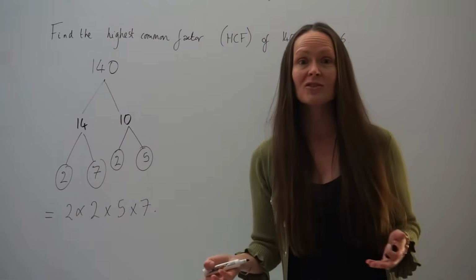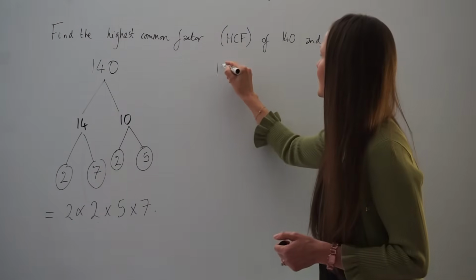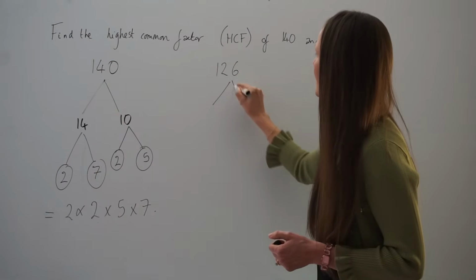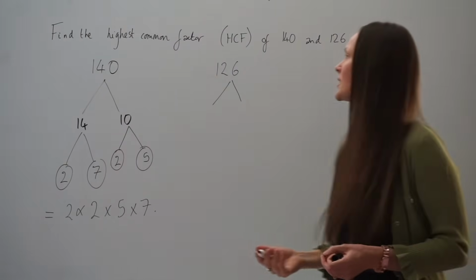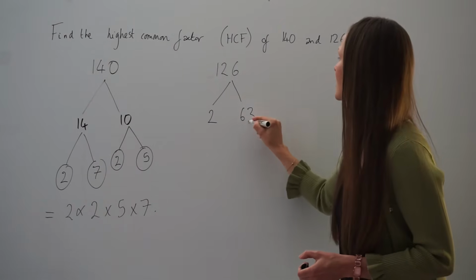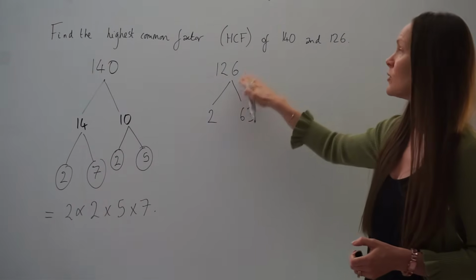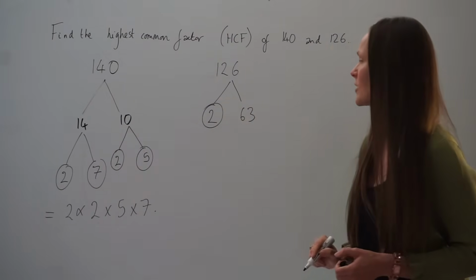Okay, next I'm going to do the same thing for 126. So I'm going to write this number at the top of the tree. And two numbers or two factors that multiply together to give 126 are 2 and 63. I knew that 2 was a factor because this is an even number, okay? And 2 is prime, so I must circle it.